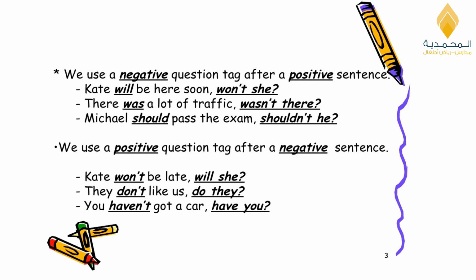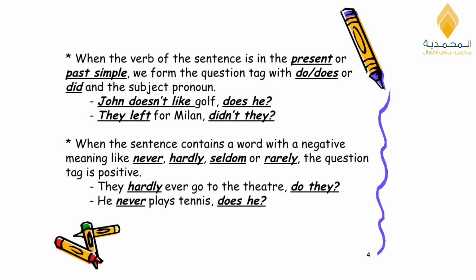And we use a positive question tag after a negative sentence. Kate won't be late, will she? They don't like us, do they? You haven't got a car, have you? When the verb of the sentence is in the present or past simple, we form the question tag with do, does, or did and the subject pronoun. John doesn't like golf, does he? They left for Milan, didn't they?